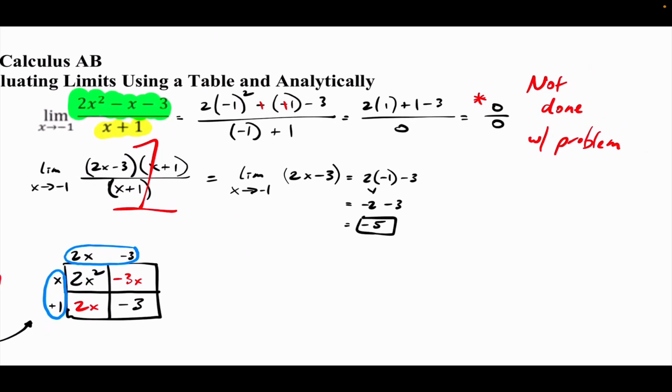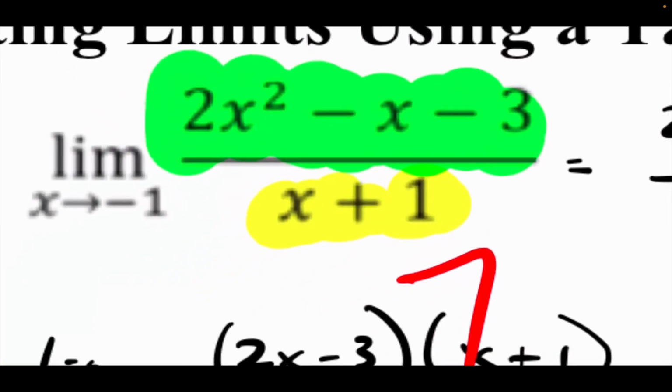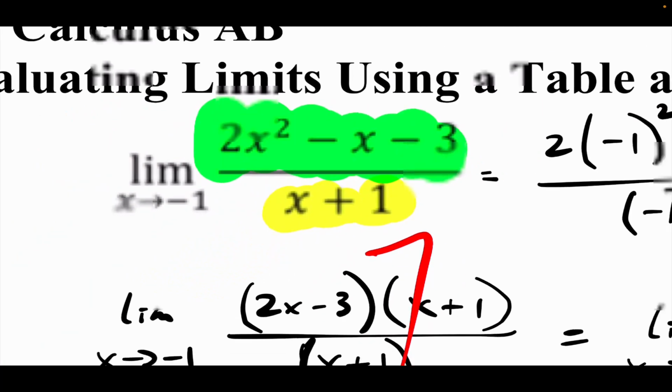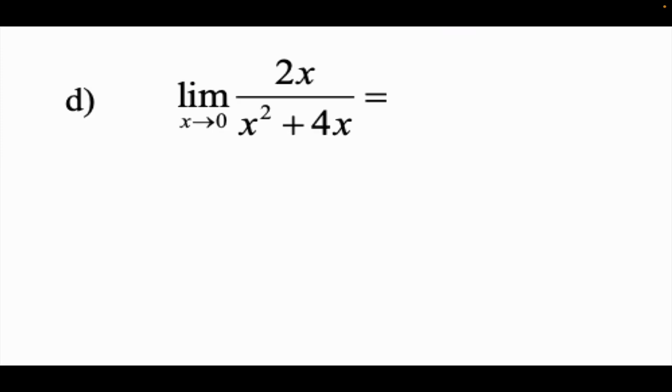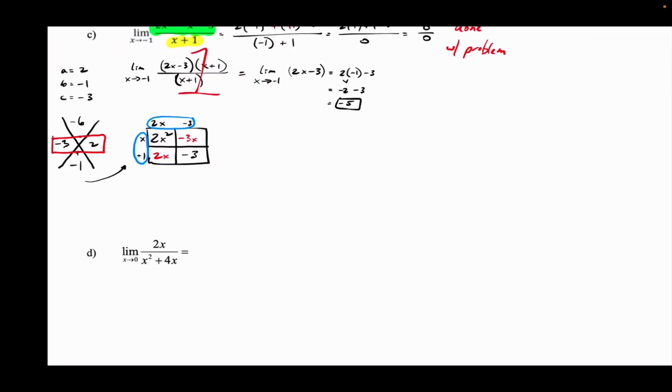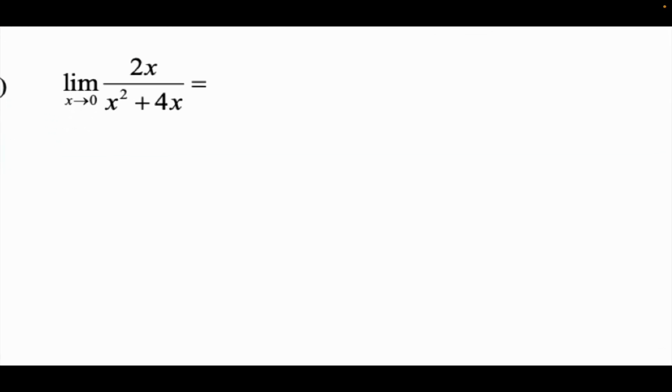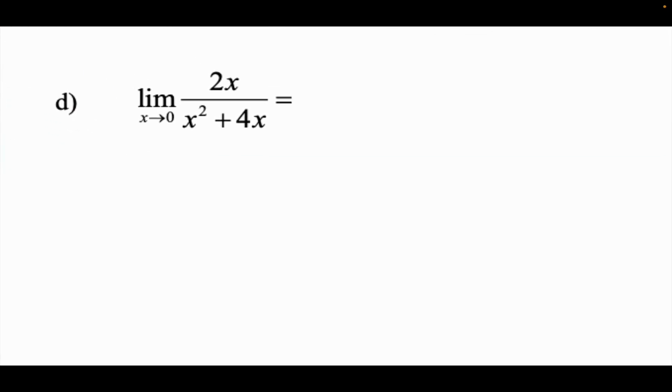If it's a quadratic, like this guy, trinomial, binomial, do what you just did. But what if it doesn't have this? What if it looks like, what about this one? Let's look at this one. Let's look at D now. Okay, try this problem. Do this problem. Try step 1, plug it in.